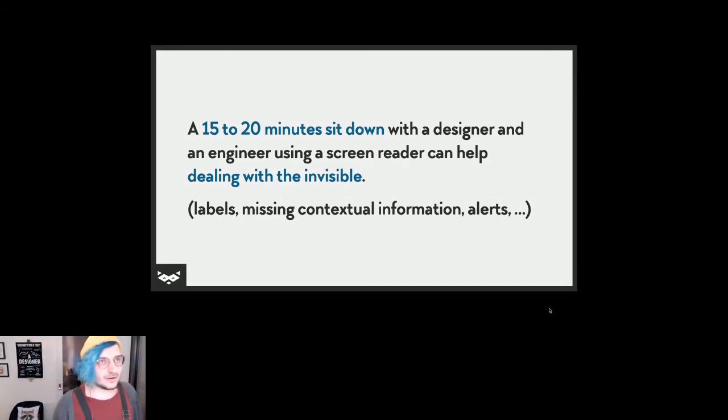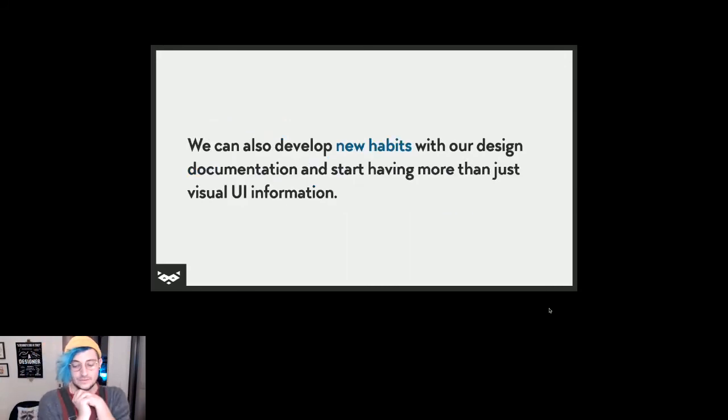Okay, during a development moment, the user is maybe not the most optimal, but having engineers who are trained to use screen readers sitting with a designer can be a good moment to just hear what's happening and say, hey, there is something wrong here. There is a label missing. There is contextual information that I'm missing, alerts that should be read, and so on. But we can also develop new habits and start having more than visual information in our documentation.